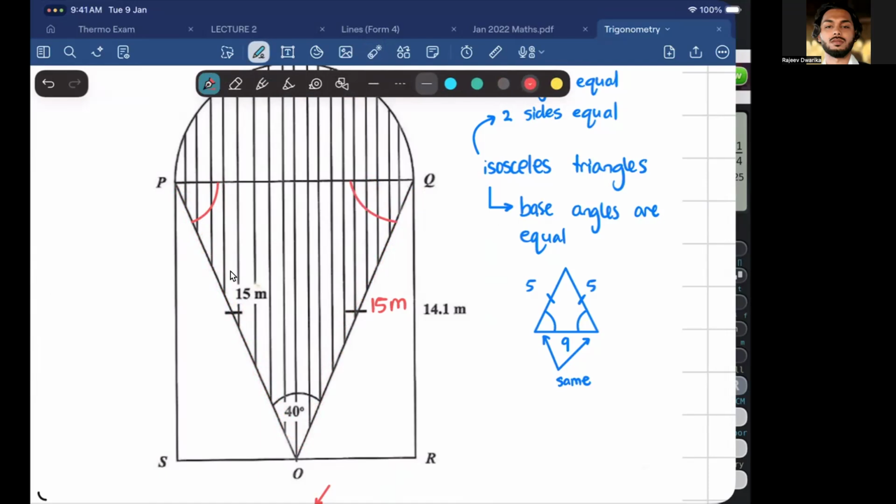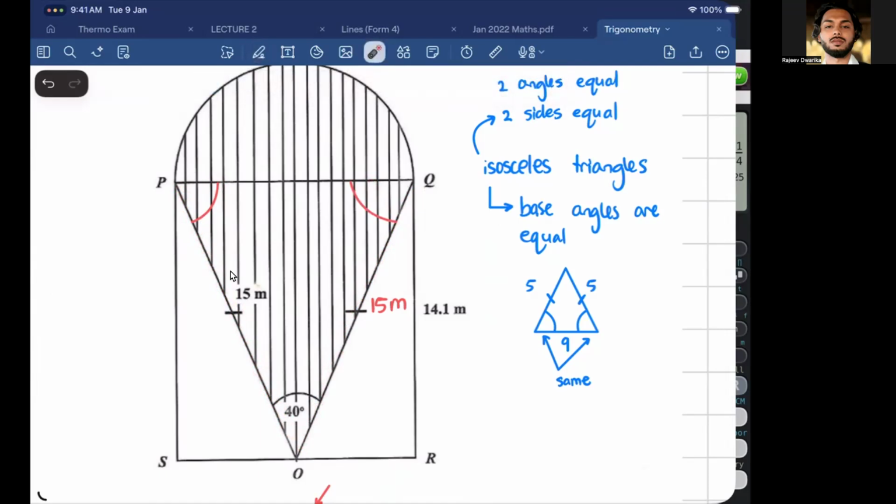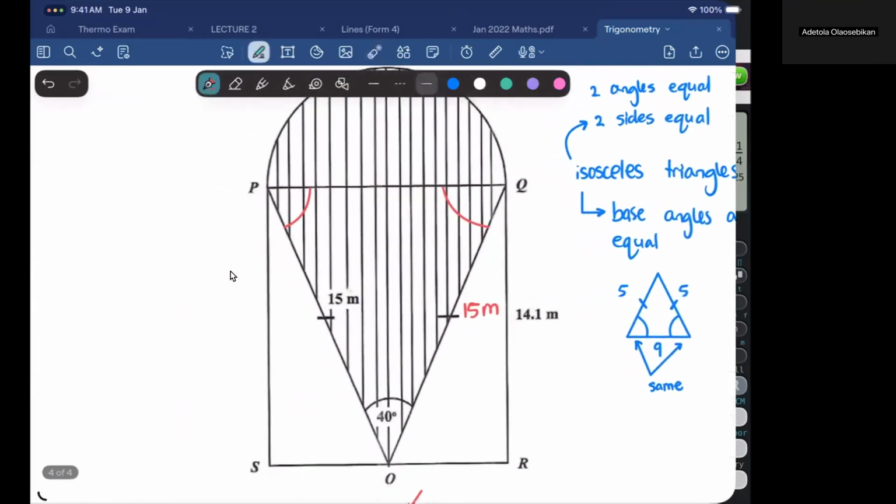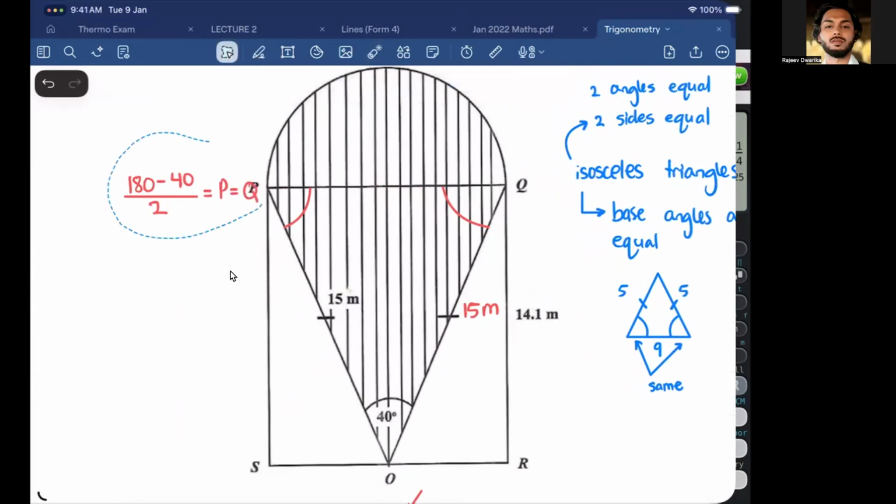So Adetola, if we know that all of the angles need to add up to 180 degrees, and I know that these two angles have to be the same, how would I find these angles? You just subtract 40 from 180 degrees. And that gives you angles P and Q together, but to find one, you divide by 2. That was a perfect explanation, right? So to find the answer, I could say 180 minus 40 divided by 2. Right. I'll explain what Adetola said one more time, but she said it excellently.